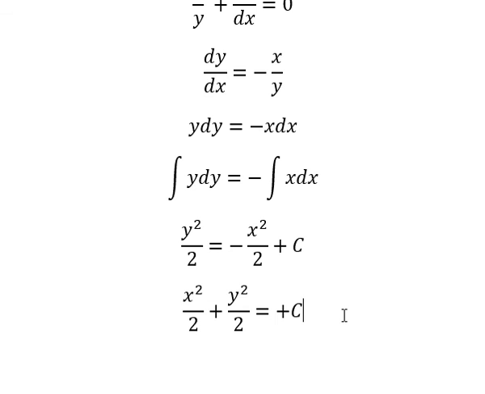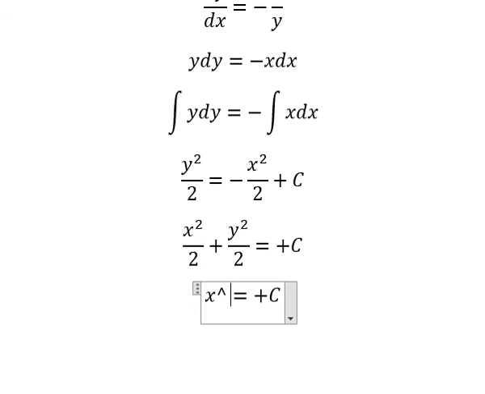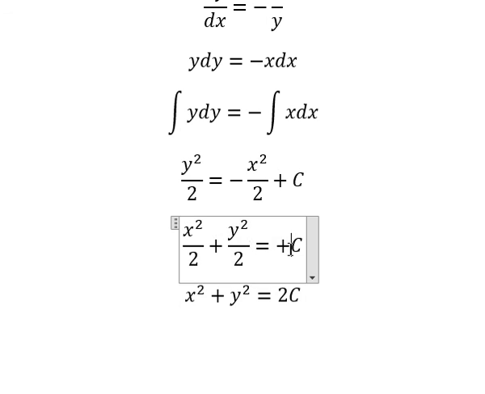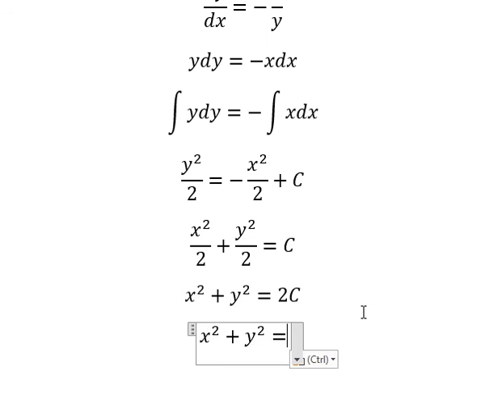Now we simplify number 2 for the both sides. We know that 2c they still about the constant, so we just put like this.